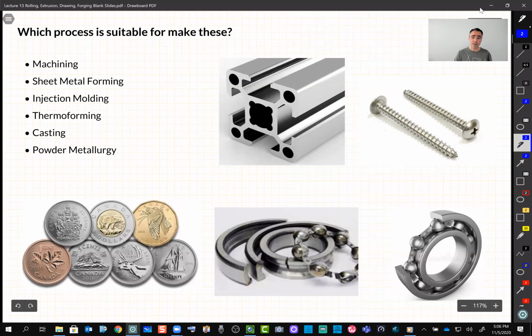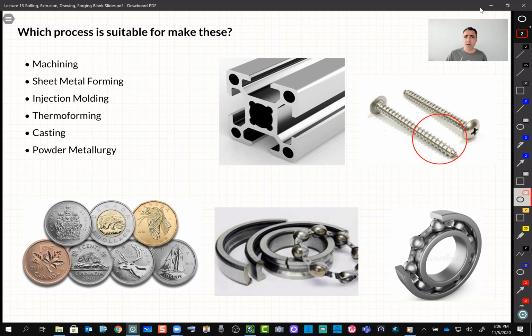And there are many other examples that we can think of. Let's say a screw or a bolt like this one. We may be able to make a thread by using a CNC machine or a simple lathe machine. Most likely you've done it. If you're making only a couple of screws or bolts or nuts, that's a logical thing to do. However, if you're making thousands and thousands of screws and bolts, then machining seems not to be the right way to do it.